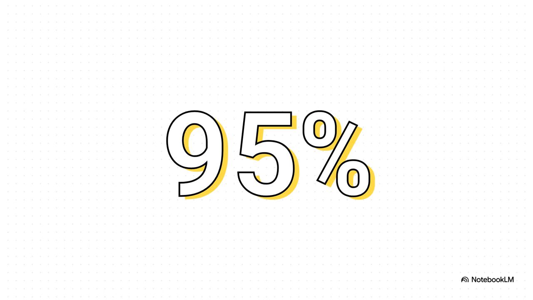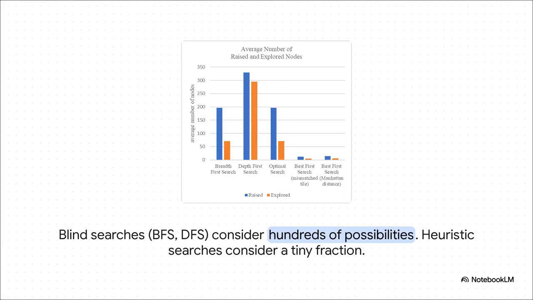Oh, yes, it's a huge deal. The data shows that, on average, a smart search needs only about 4.5% of the computing power that a blind search chews through. Let me say that again. That's a 95% improvement in efficiency. That is just staggering. And this chart says it all.